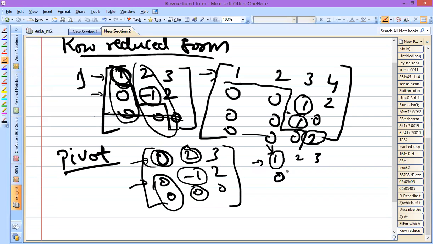Similarly, in the second row, if I write 0, minus 1 and 2, so here the first non-zero entry is minus 1. Suppose instead of this, if I write minus 1, 0, 2, then the starting pivot is minus 1. So here the first non-zero entry in each row will be considered as the pivot.